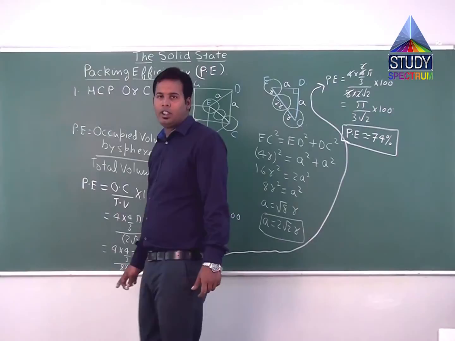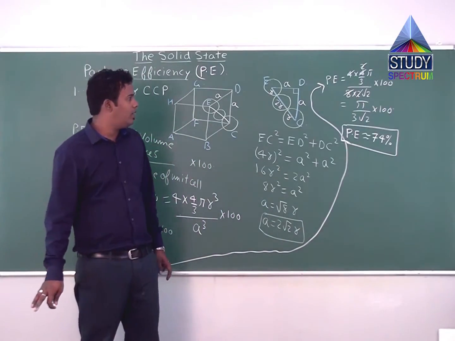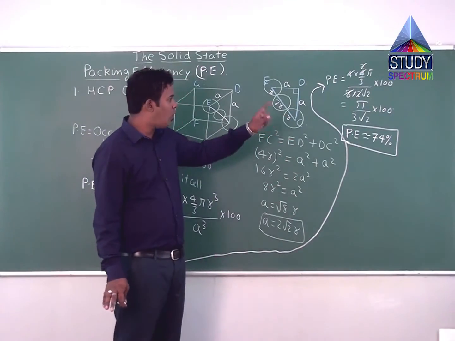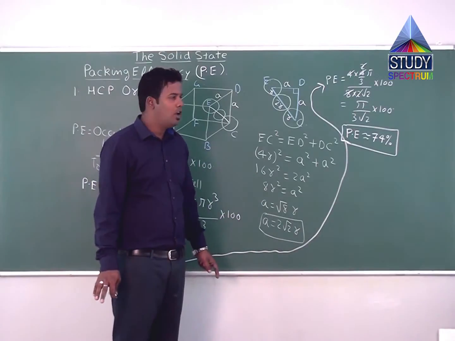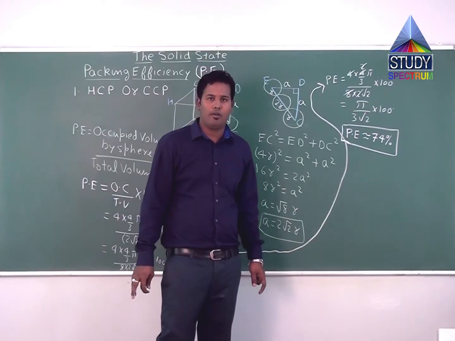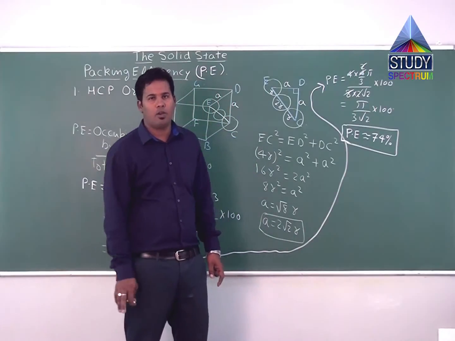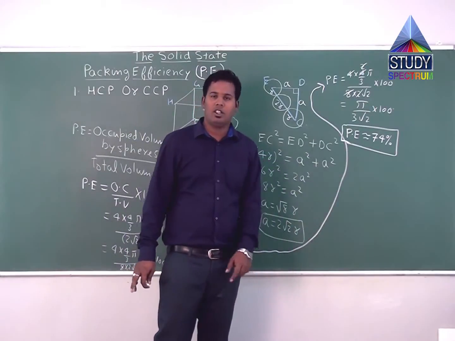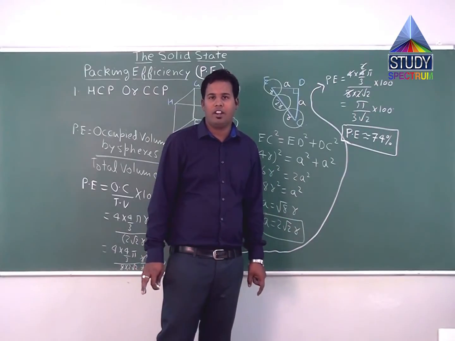Now since we are left with numbers only, it is very easy to calculate the packing efficiency, and if we solve these numbers by substituting the value of pi as 3.14 and the value of root 2 as 1.414, this packing efficiency comes out to be almost 74%.